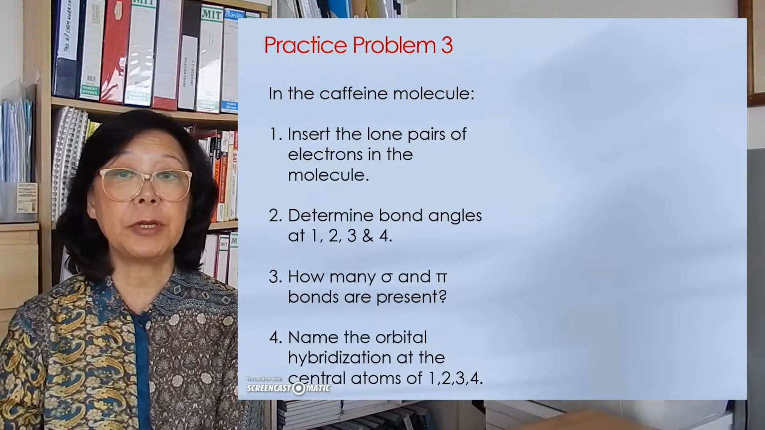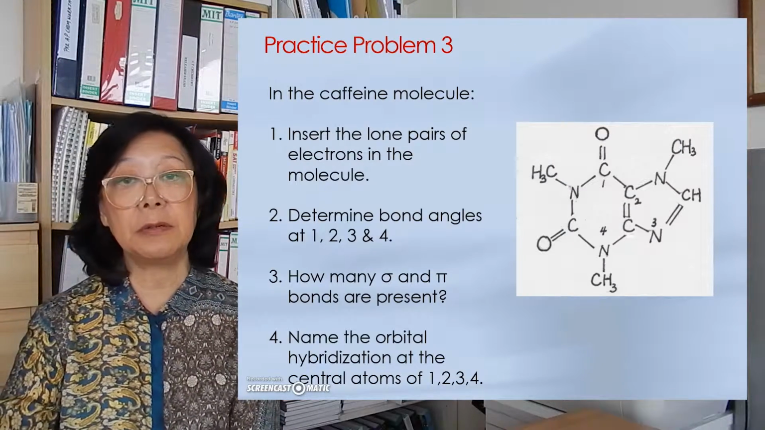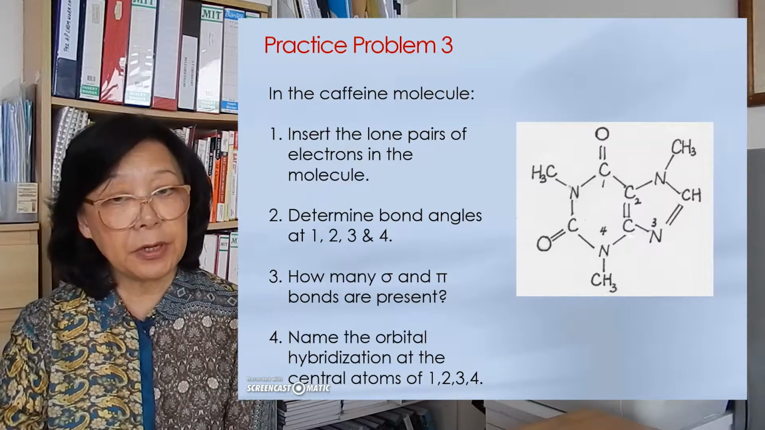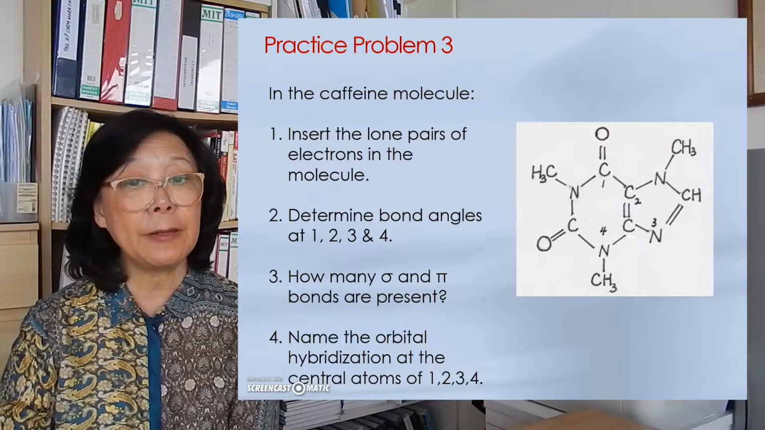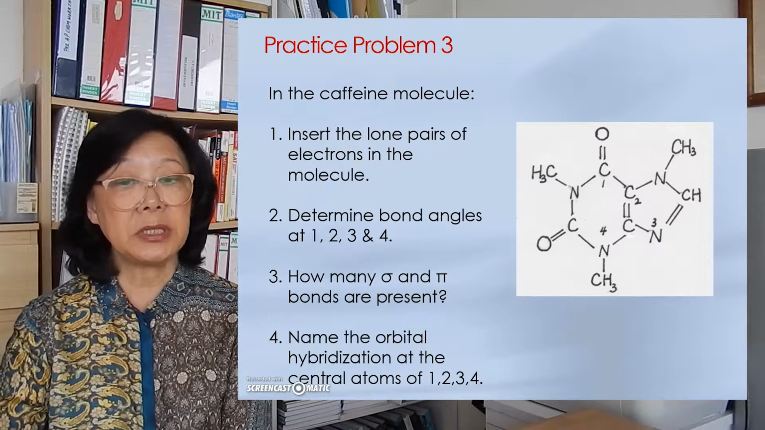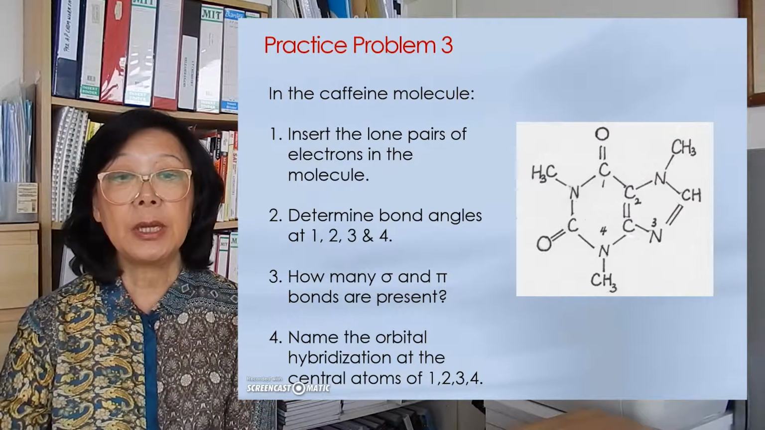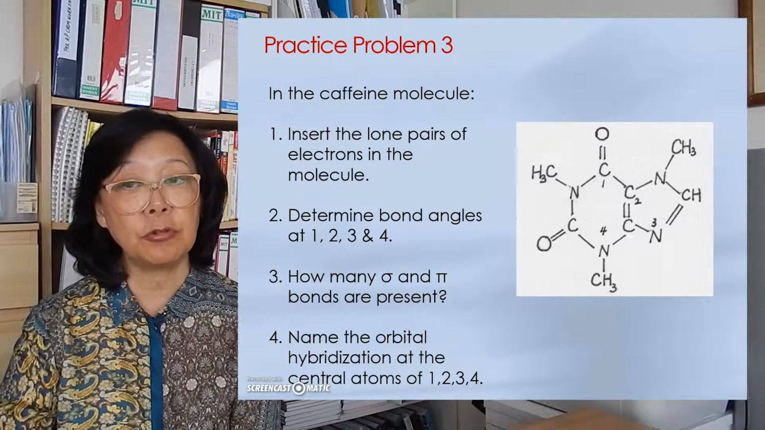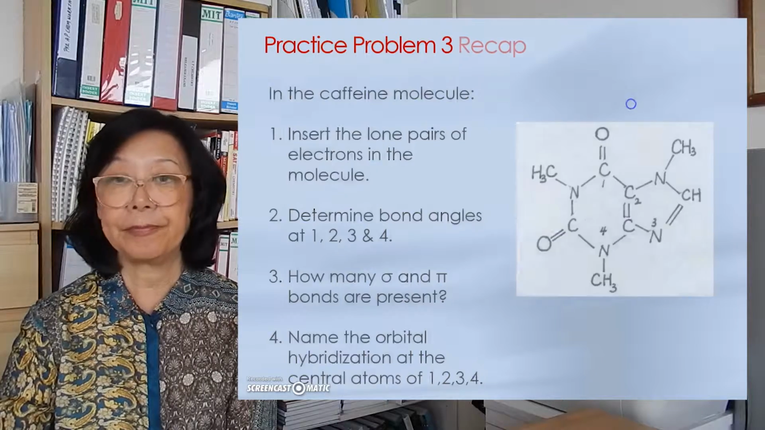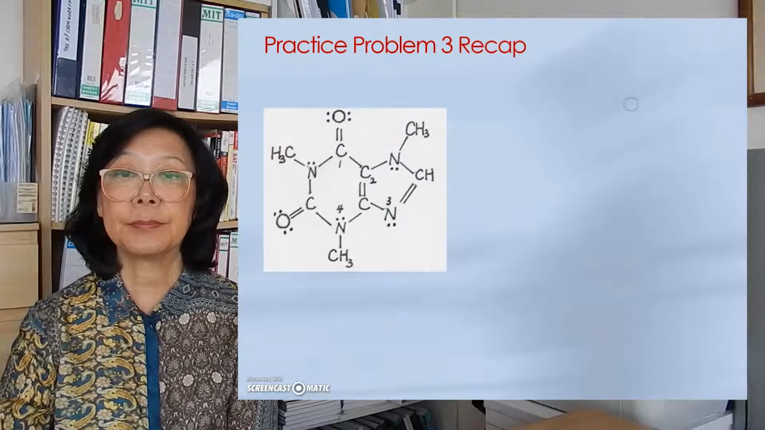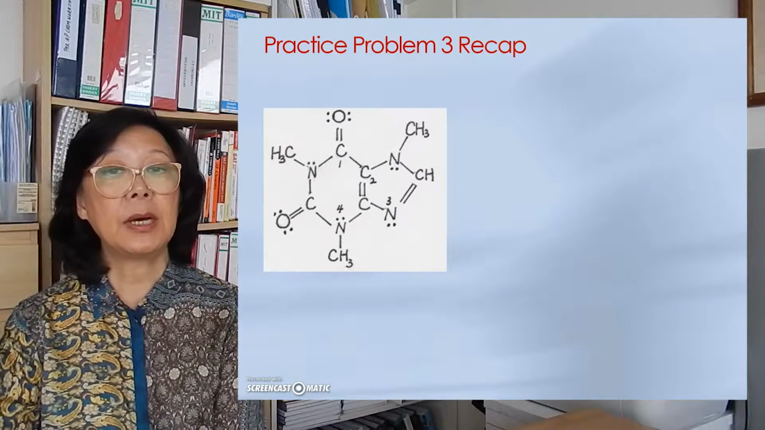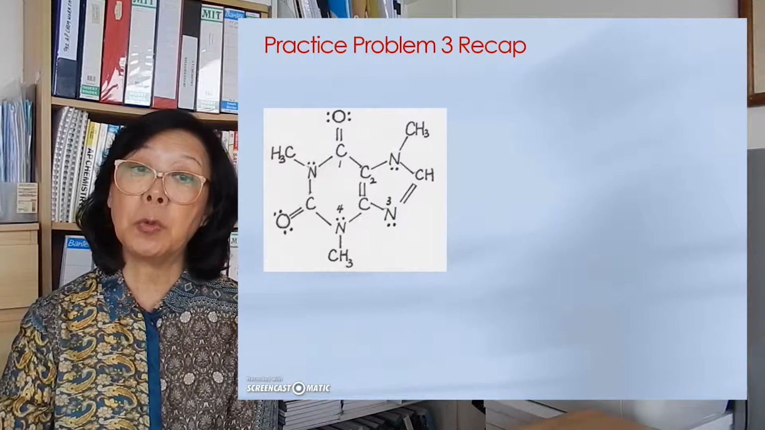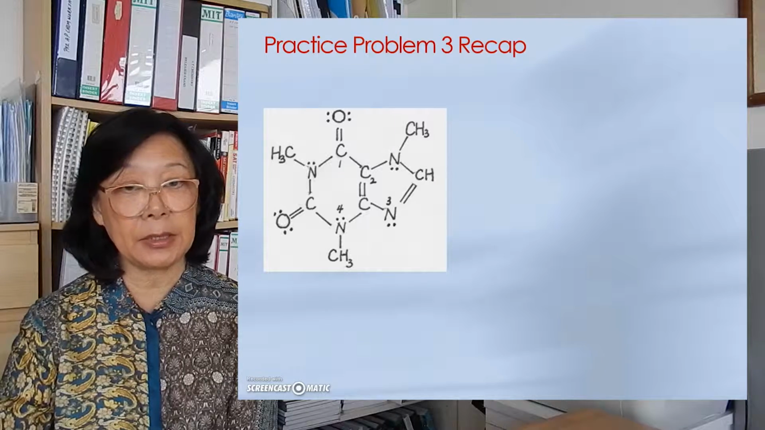Practice problem number 3. In the caffeine molecule, insert the lone pairs of electrons, determine the bond angle at 1, 2, 3, and 4, count how many sigma and pi bonds are present, and name the orbital hybridization at the central atoms of 1, 2, 3, and 4. So here's a diagram. When the lone pair electrons are drawn, there are 2 lone pairs on the O and 1 lone pair on each of the N atoms.